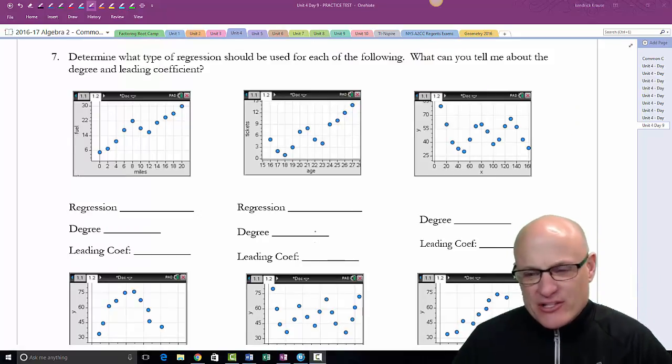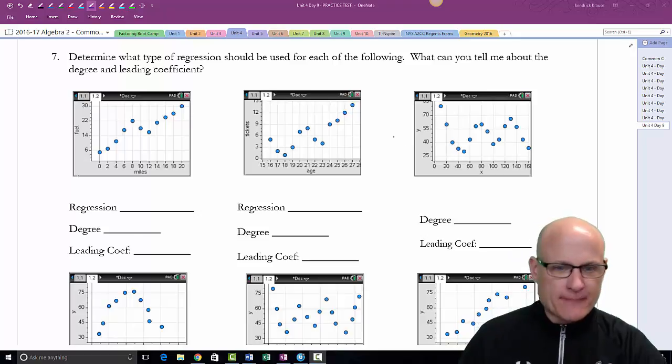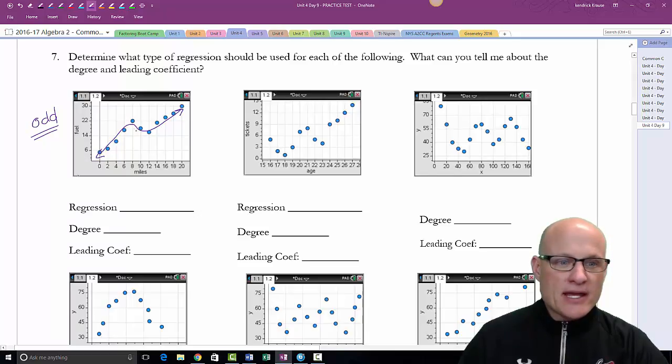So, based on these graphs, I would like you to be able to tell me whether it's cubic regression, quartic regression, power regression, what the leading coefficient is, positive or negative, and what the degree is. The best way to do this is probably to draw a smooth curve. I'm going to draw a smooth curve. So this is clearly odd. It has 2 relative extrema, so it's probably a 3rd degree, which means I want to do cubic regression.